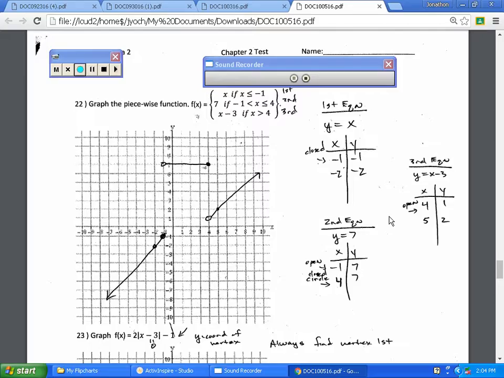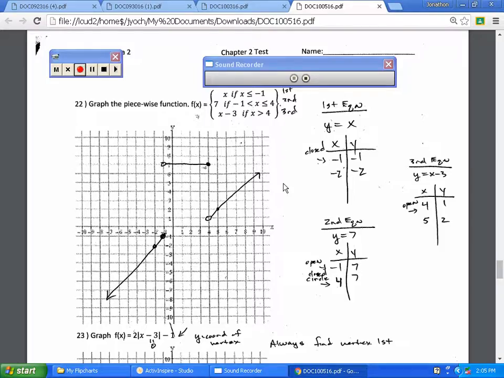Alright, in 22 you have a first equation, second equation, third equation. Your first equation says y equals x as long as y is less than or equal to negative 1. So you're going to use negative 1 as your first x value. Y is the same, it's negative 1. What's less than negative 1? How about negative 2? That's why I picked negative 2. And y is the same value, negative 2. Here's negative 1, negative 1. Here's negative 2, negative 2. It's going to go this way. It's going to go down. It's a closed circle around negative 1, negative 1 because you have equality there.